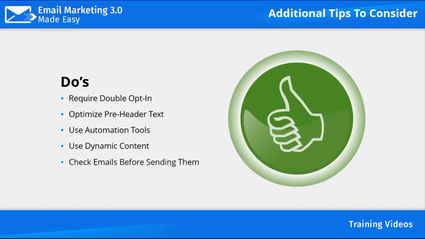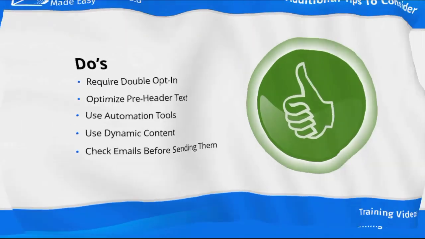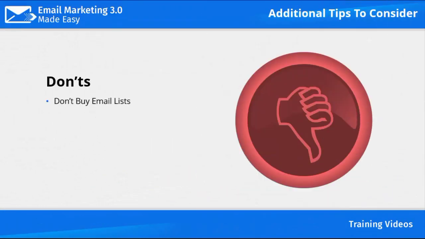Check emails before sending them. Always check that every element of your emails is right before you send or schedule them. Little details such as misplaced graphics or incorrect text can send your emails to your subscriber spam folders. Don'ts. Don't buy email lists. Buying bulk email contact lists will not make your email marketing efforts. It will, however, lower your domain score, decrease your deliverability rates, and get your emails blacklisted by most email service providers.